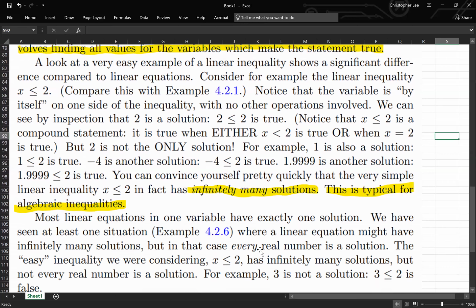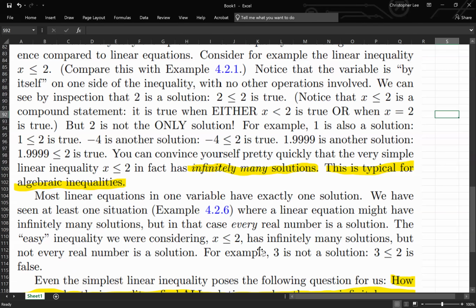This is typical for algebraic inequalities. Most linear equations in one variable have exactly one solution. We have seen at least one case where a linear equation might have infinitely many solutions, but in that case, every real number is a solution. The easy inequality we were considering, x less than or equal to 2, has infinitely many solutions, but not every real number is a solution. For example, 3 is not a solution because 3 is not less than or equal to 2. That's a false statement.